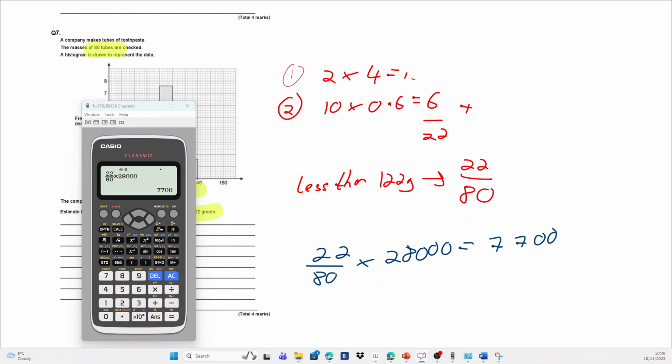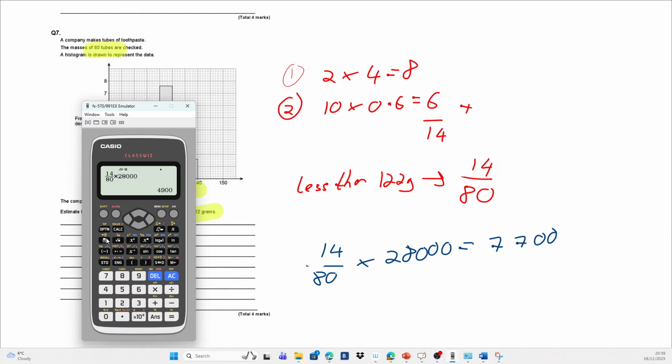I'm not going to redo the video because it's going to take too long. But 2 times 4 is 8. And then if I add these together, I don't get 22. I'm going to be getting 14. So I've got 14 over 80, and not 22 over 80. Let's write it properly for you guys. We've got 14 over 80. Hopefully if I times this by 28,000, what do I get? 4,900.